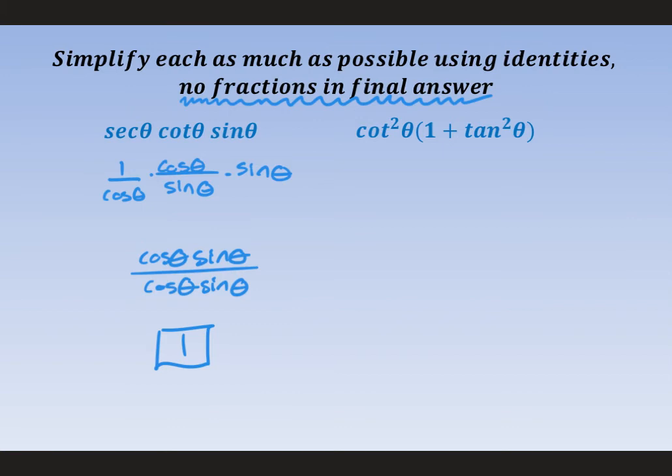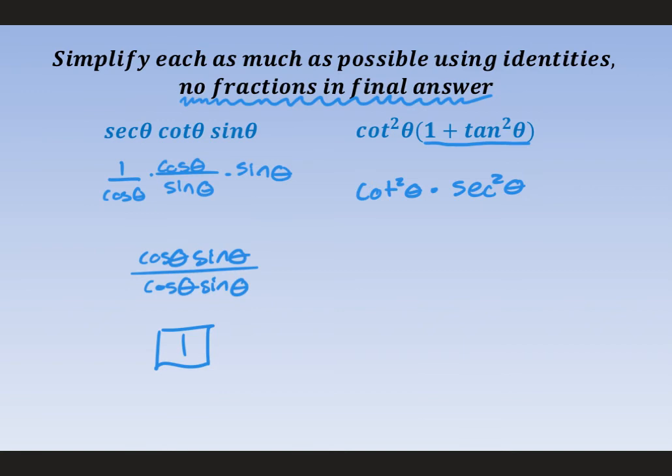All right, another one here, we have cotangent squared theta times 1 plus tangent squared theta. Now, there are a number of ways you can go about this. I have 2 ideas that my brain wants me to do right off the bat, and you might get different answers either way. But one thing you could do is, when I see 1 plus tangent squared, I know that's one of my Pythagorean identities. So I'm going to change this to cotangent squared theta times secant squared theta. I have those memorized, so I can just reference them. If you don't have them memorized yet, you should work on memorizing them.